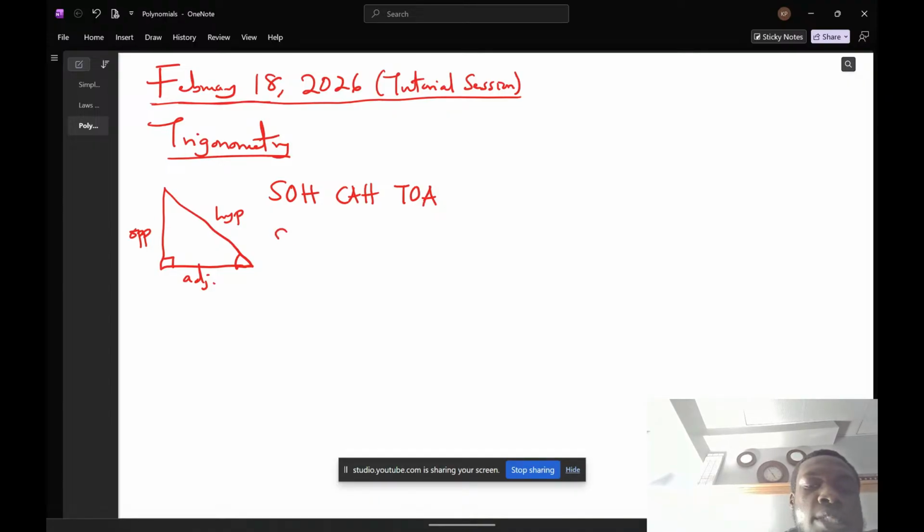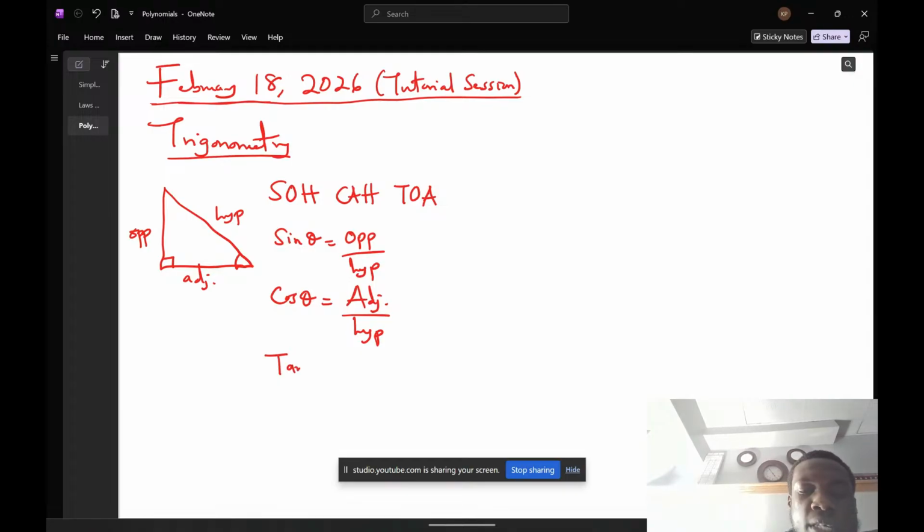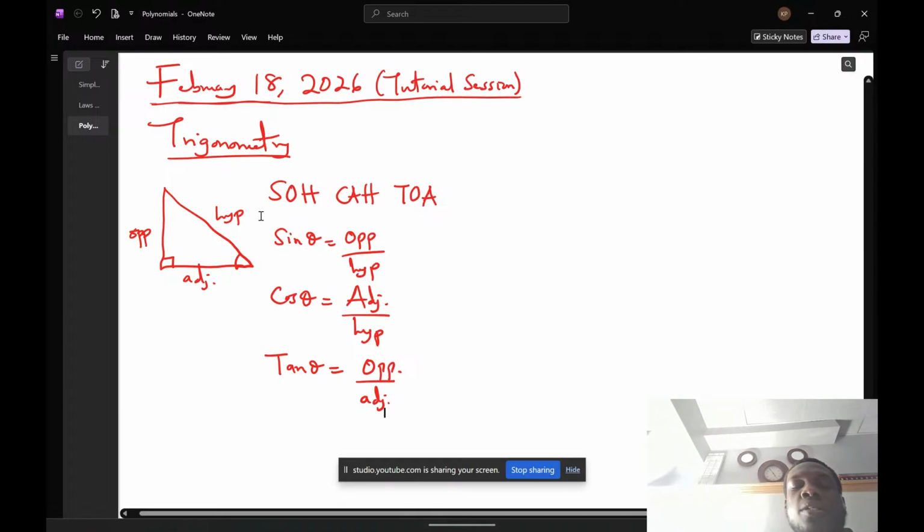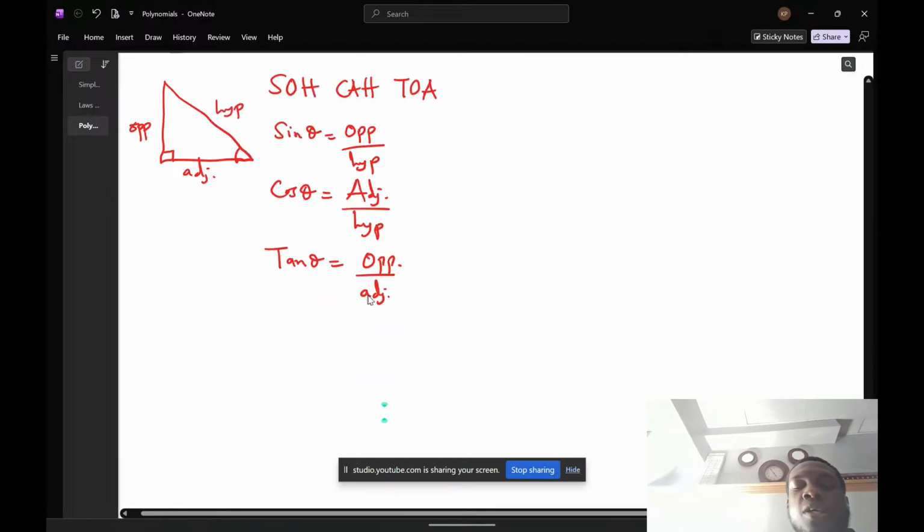So S stands for sine theta, and it is opposite over hypotenuse. And we have cos theta is equals to adjacent over hypotenuse. Also, we have tan theta is equals to opposite over adjacent. So these are the basic three you need to know in trigonometry.